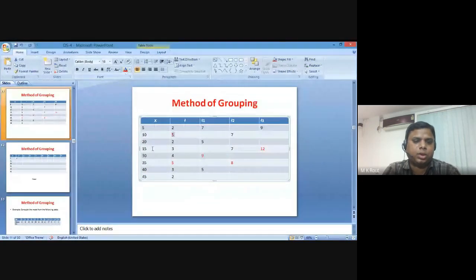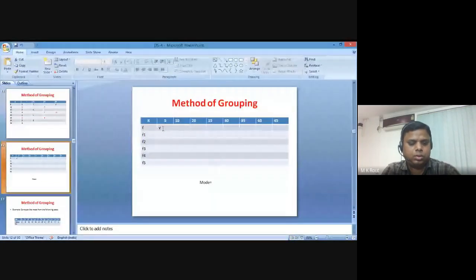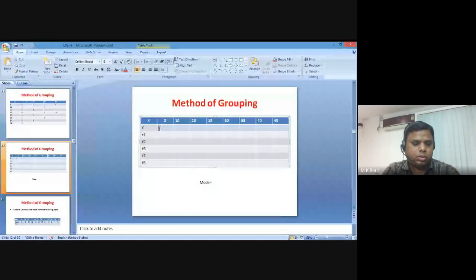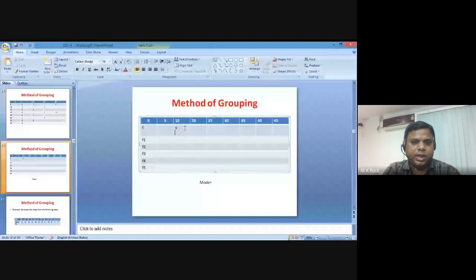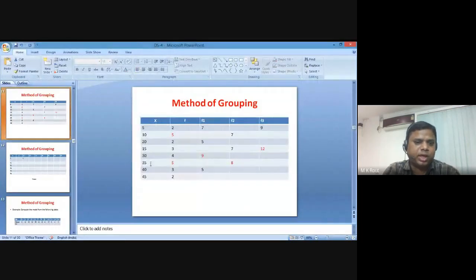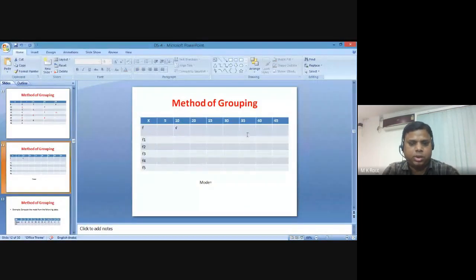Okay. So in case of this, 5 frequency belongs to 10, here I put 10. The next frequency 5 belongs to 35. Here I put a tick on 35. Is it clear?